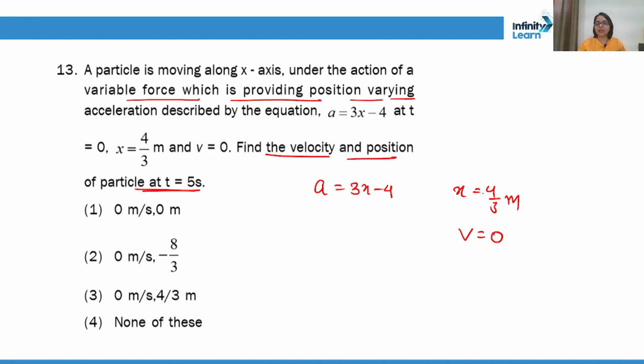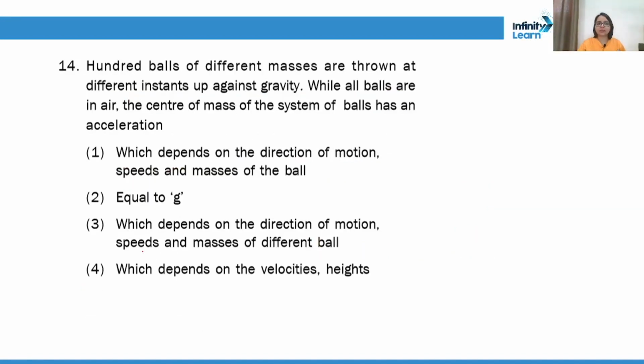So, when you put the value of x in the acceleration equation, it will be 3 into 4 by 3 minus 4, which is equal to 0 meter per second square. So, at t equals 0, the acceleration of the particle is 0 and the velocity of the particle is 0. So, the particle is at rest. So, after 5 seconds, its velocity will be 0 and position will be equal to the initial position, which is 4 by 3 meter. So, the correct answer is option 3. 0 meter per second velocity and 4 by 3 meter is the position at t equals 5 seconds.